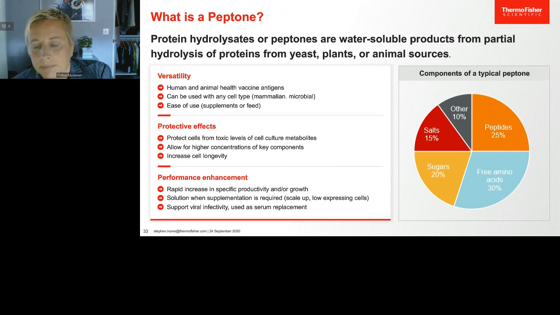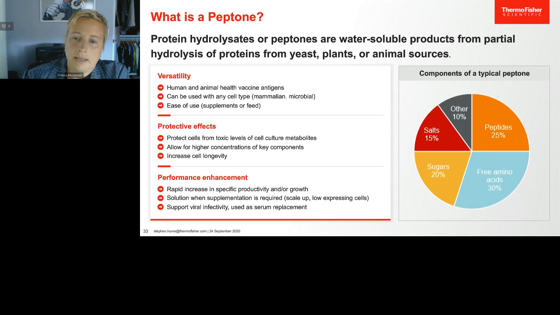So let's talk about peptones in more detail. These are the common nutrition sources in microbial broth. They are also called hydrolysates and derive from natural sources, for example, yeast, plants, animal materials, which are digested under controlled conditions using chemical or enzymatic processes. The peptones are water soluble and provide a high diversity of essential nutrients for microbes as well as mammalian cells.